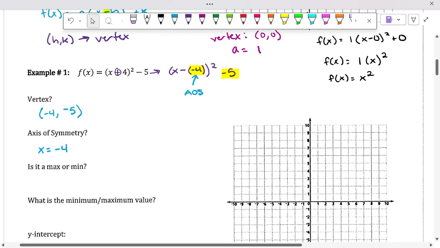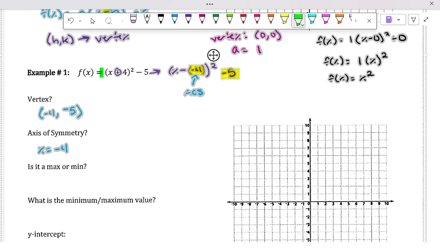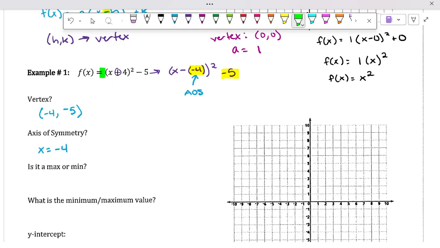Now, based off of our function, do you think this is going to be a max or a min? Min, how do you know? So in other words, the A value in front of it, or the unspoken A value in front of it, is positive. All right, so it will give you a minimum.